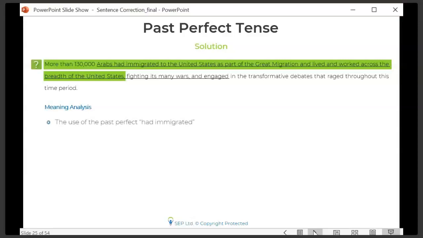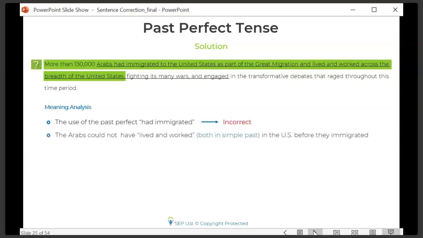So the use of the past perfect "had immigrated" is incorrect, all right? The Arabs could not have lived and worked, which are both in the simple past tense, in the US before they immigrated. So the context sets the sequence here, okay? And in such cases, you are not to use the past perfect to indicate the sequence. That would be considered incorrect, all right?